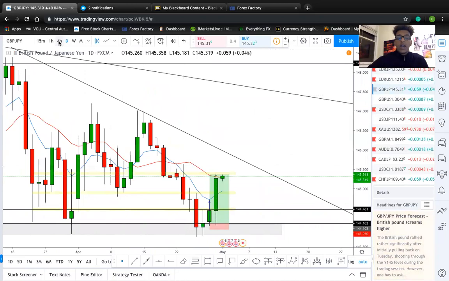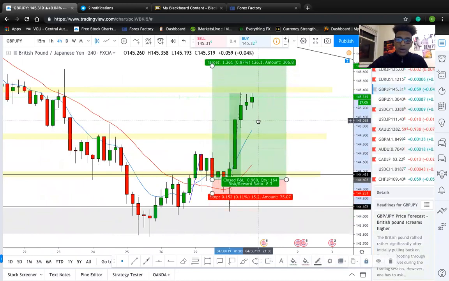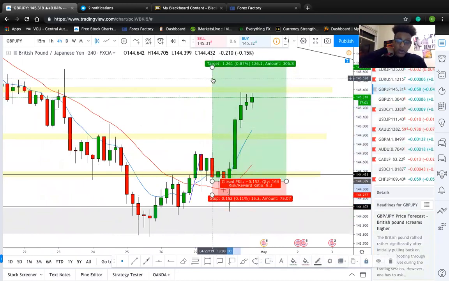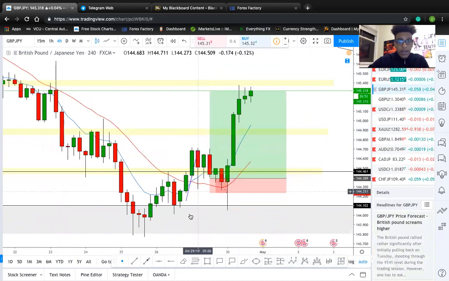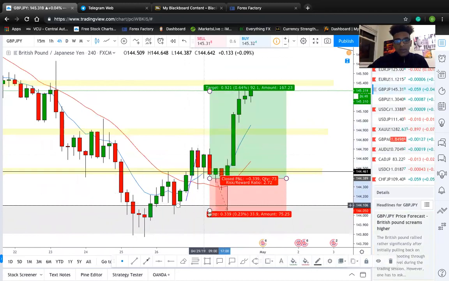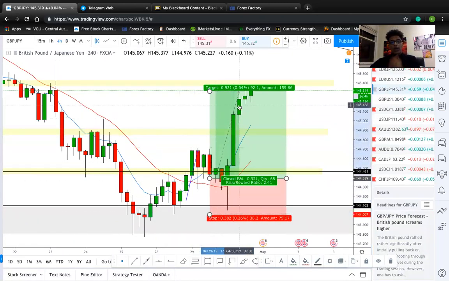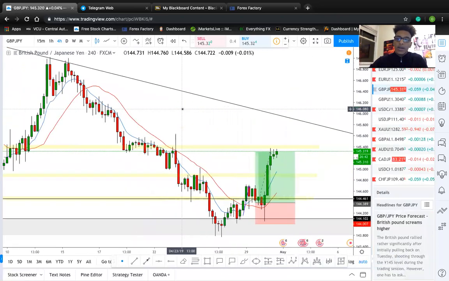Pound yen, we did not call this on our last Zoom call, but we did send a setup on our Telegram channel. We said if it broke above this zone, we could potentially get in. And right now, you can see that ended up playing out. We did get some drawdown, but right now we are up 100 pips on this pound yen setup.